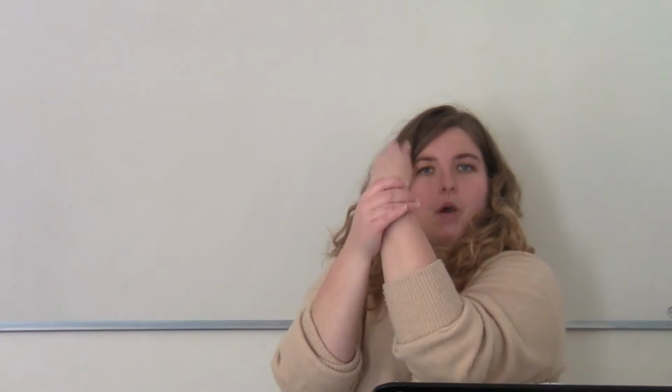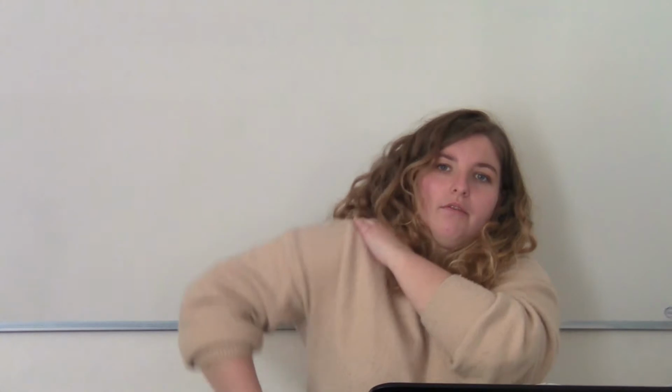What joint of the arm is this? That joint is the wrist. What joint of the arm is this? That joint of the arm is the shoulder.